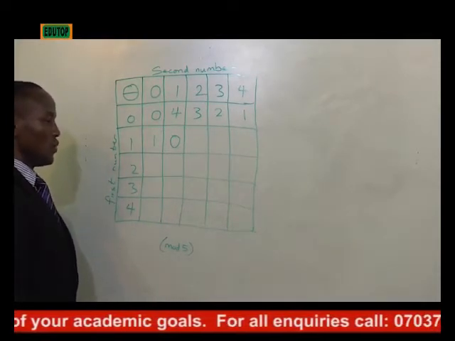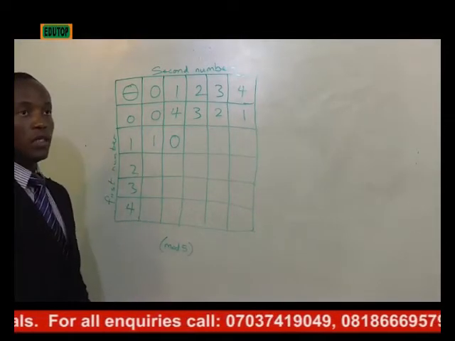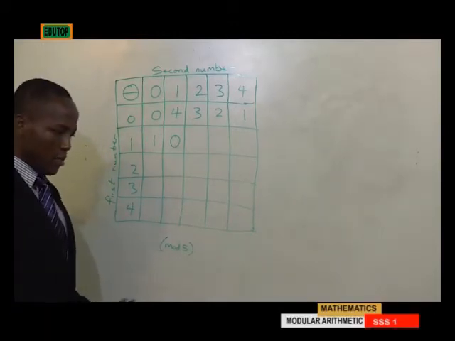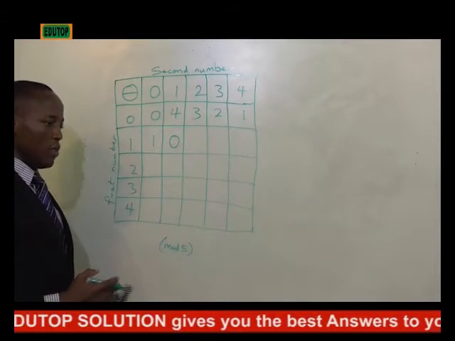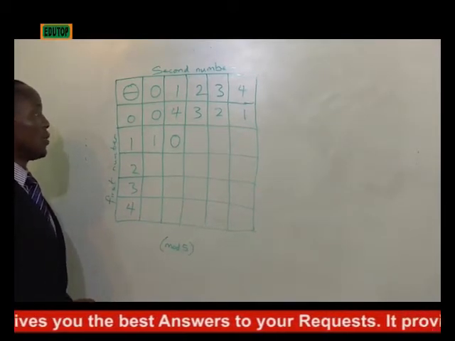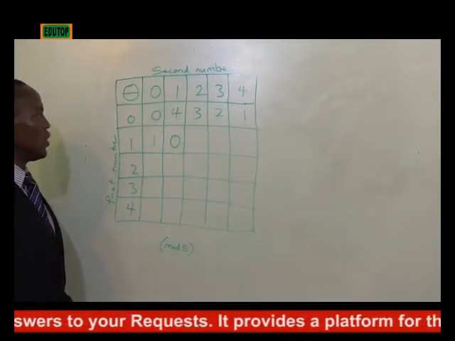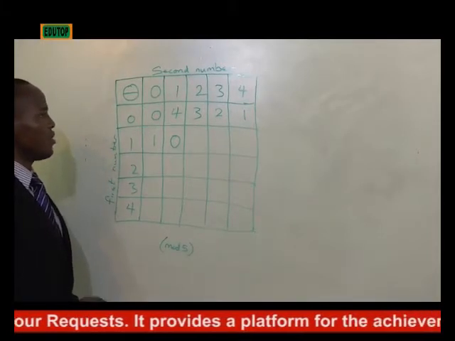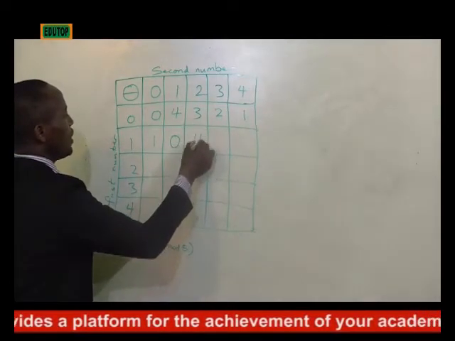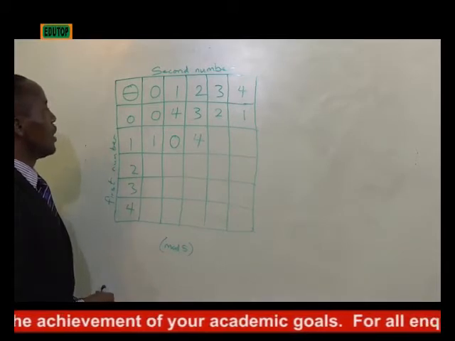Now we have to do some calculation. 1 minus 2 is minus 1. So what we are going to do is just that. We are going to add the number that we are going to add to the multiples of 5 that we are going to write. Mind you, we are working with minus 1. 5 times minus 1 is minus 5. So what are we going to add to minus 5 to get minus 1? We are going to add 4. If you add 4 to minus 5, we are going to get minus 1.